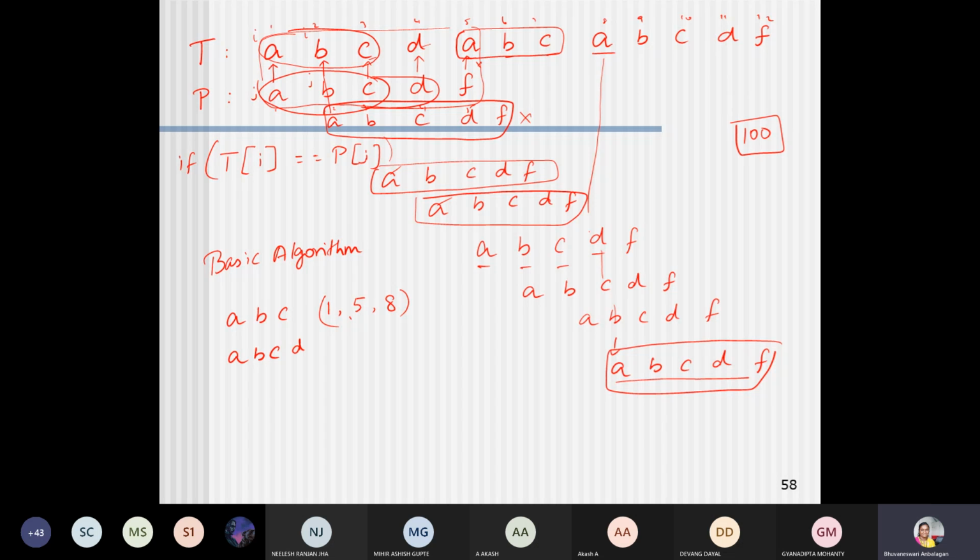Any other pattern? Yes, A, B is available, and CD, and then B, C, D is available. So the basic algorithm will not look into these patterns. Why should an algorithm study these patterns? Can anyone tell me what is the reason your algorithm should study these patterns?